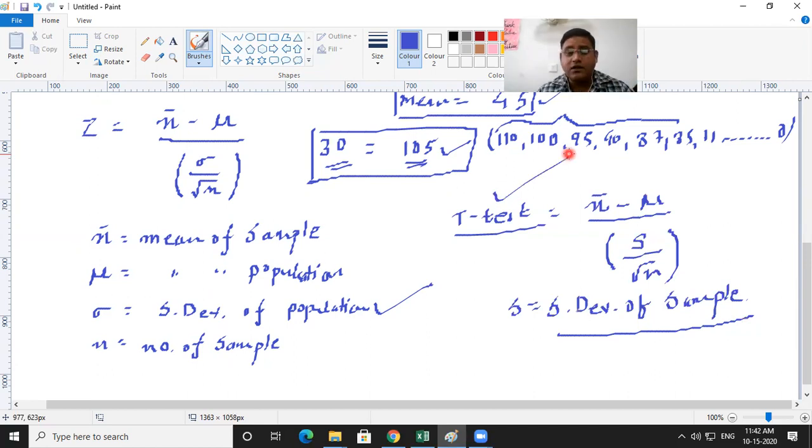So this is how we will find out when to apply z-test, when to apply t-test. If population standard deviation is known, then we can apply z-test. But if it is not known, then we can apply t-test. We will apply z-test when, from the same population, I'm checking that my sample is representing that population or not. But t-test I will apply when I'm having two different samples.